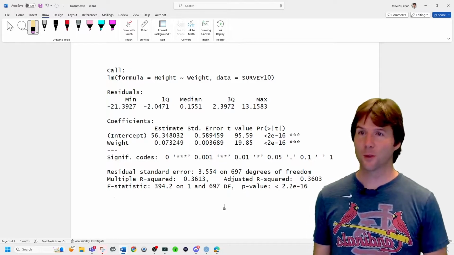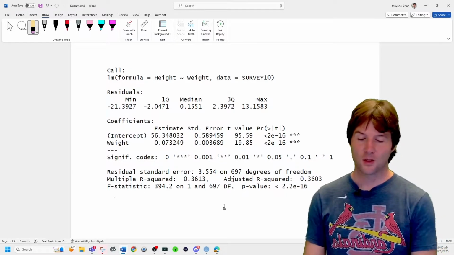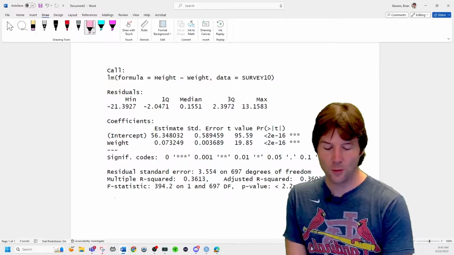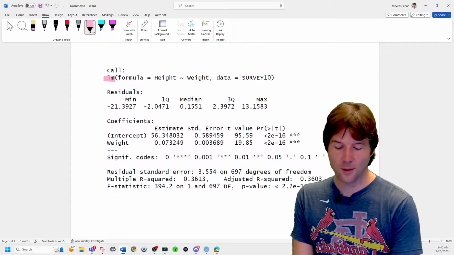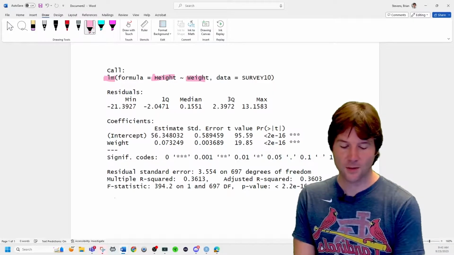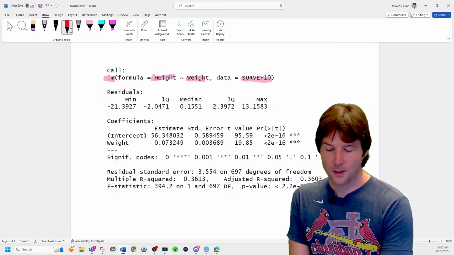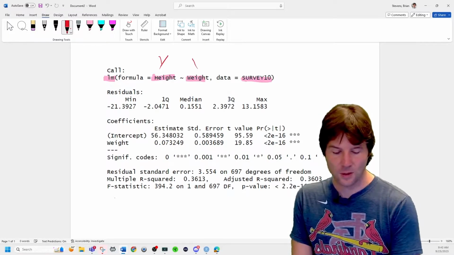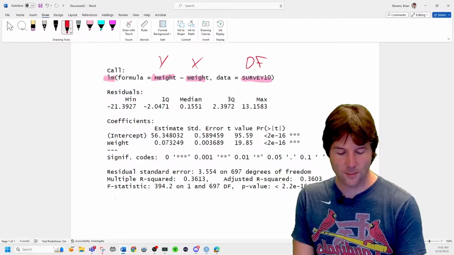We are going to do a full interpretation of the summary here. The summary starts out by showing you what was called. You made a linear model with a y variable and an x variable, and here's your data frame. So remember, this is your y, this is your x, this is the name of your data frame.